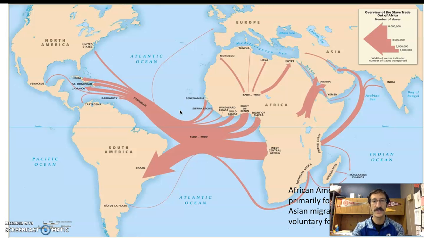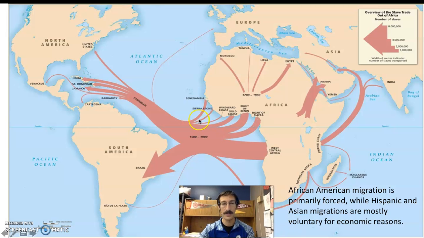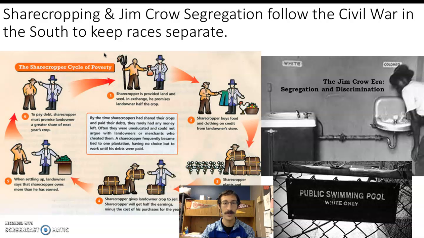Well, if you know your U.S. history, it ties itself very heavily into the idea of slavery. So African migration is predominantly forced, coming off the west coast of Africa to work on slave plantations inside the United States. Now, mind you, while this map does show that Africans were taken to other places as well, including large numbers into the Caribbean and to Brazil, what we're going to look at today is predominantly the United States. Most Hispanic and Asian migrants, in contrast, were in the United States more for voluntary reasons than forced.